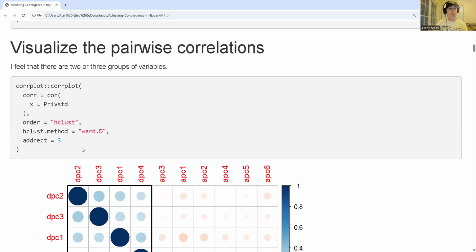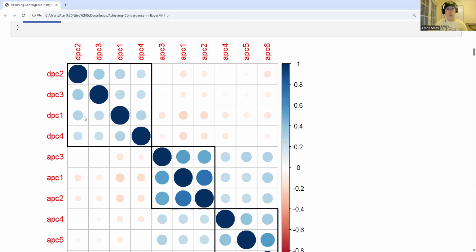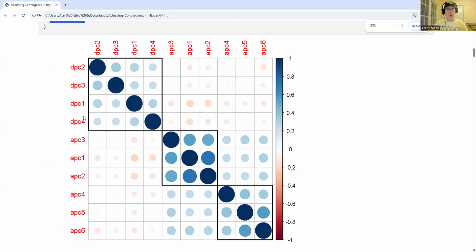Okay, so let's do a correlation plot. I'm going to make this easier for my eyes as a human being by using hierarchical clustering to organize the columns in the correlation plot. I'm going to use hierarchical clustering with Ward's D linkage, and I feel like there are three groups here, so I put down three. All right, there we go. When I look at this, you can see that the hierarchical clustering identified three groups for me.